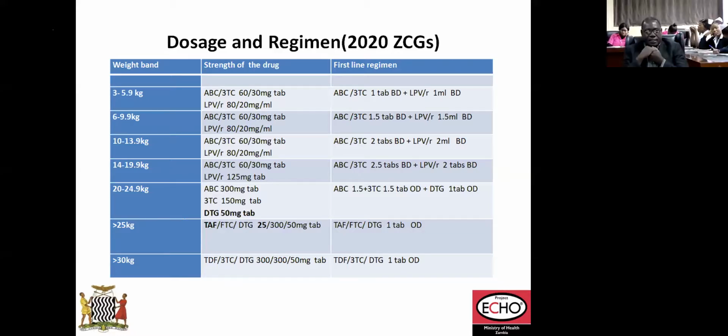So when you give it once a day, it has proved to be a good approach to simplifying their regimen. Then when you reach 25 kgs, you go to TAF, Tenofovir Alafenamide, plus FTC, which is emtricitabine, plus Dolutegravir. This is a fixed dose combination. It's one tablet, so you give it one tablet once a day. Above 30 kgs, obviously, you can use the famous TLD. Okay, next slide.